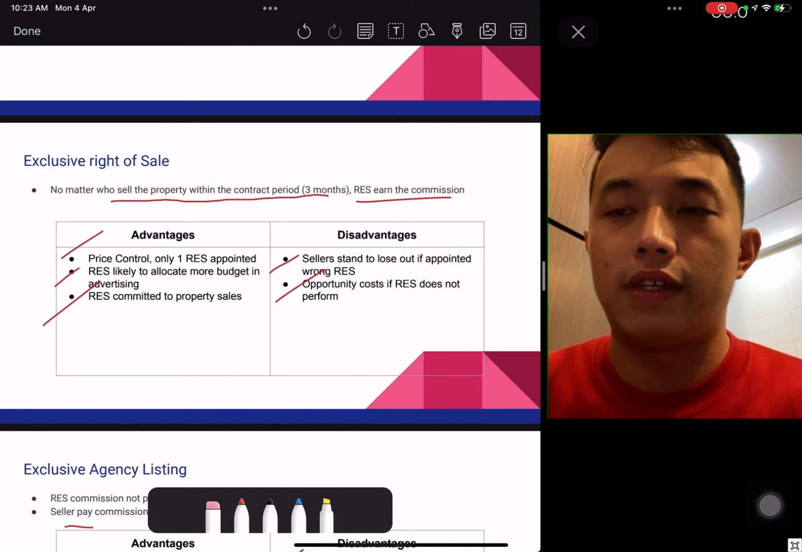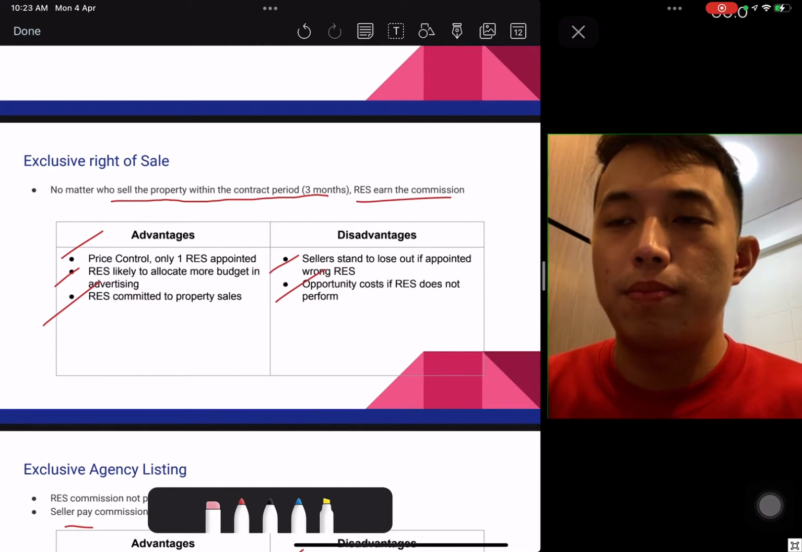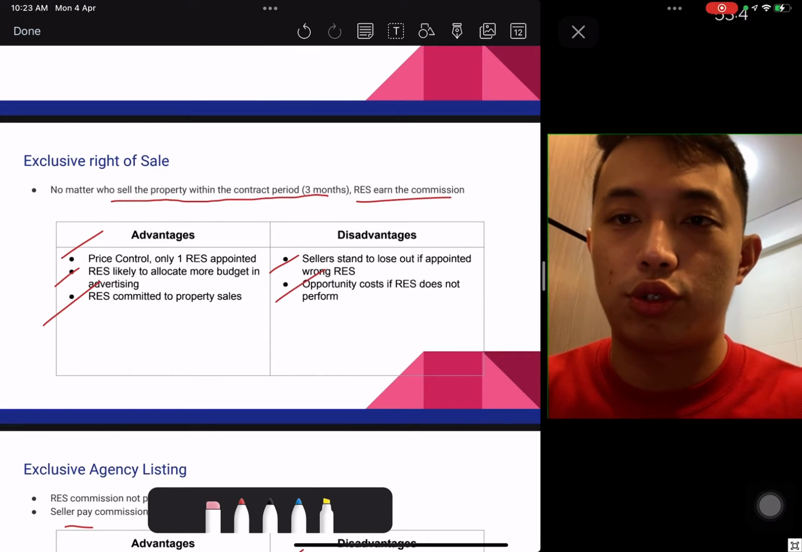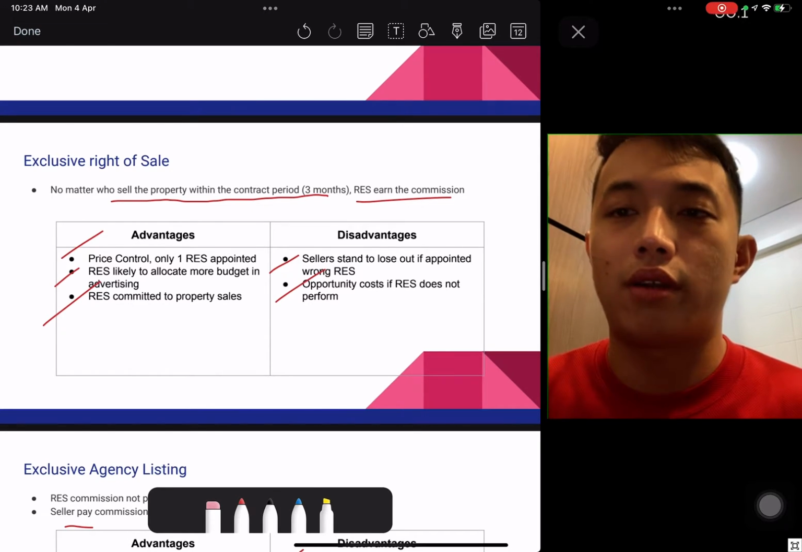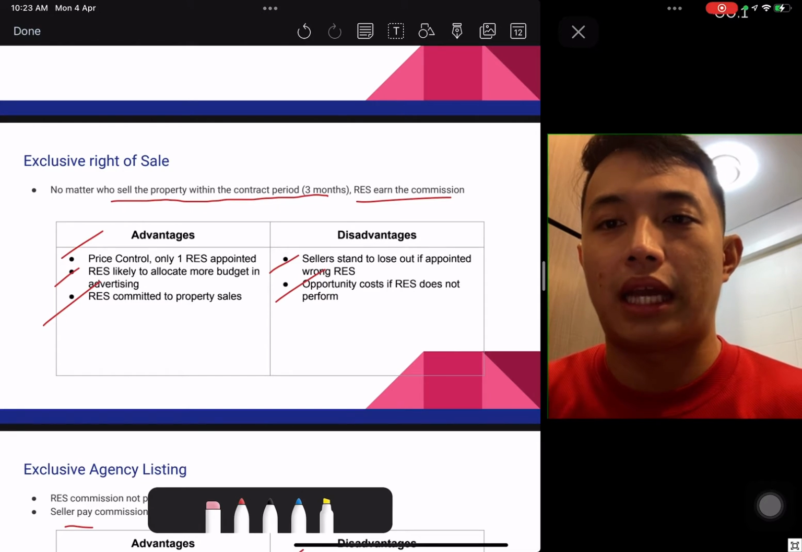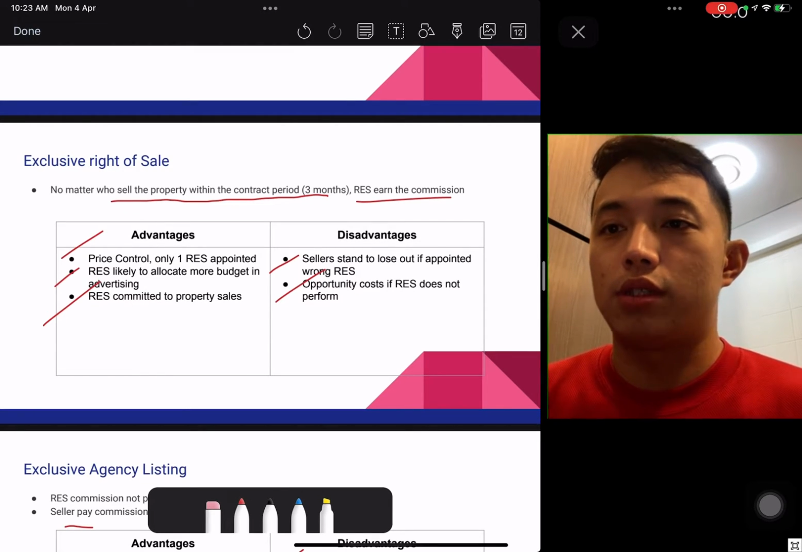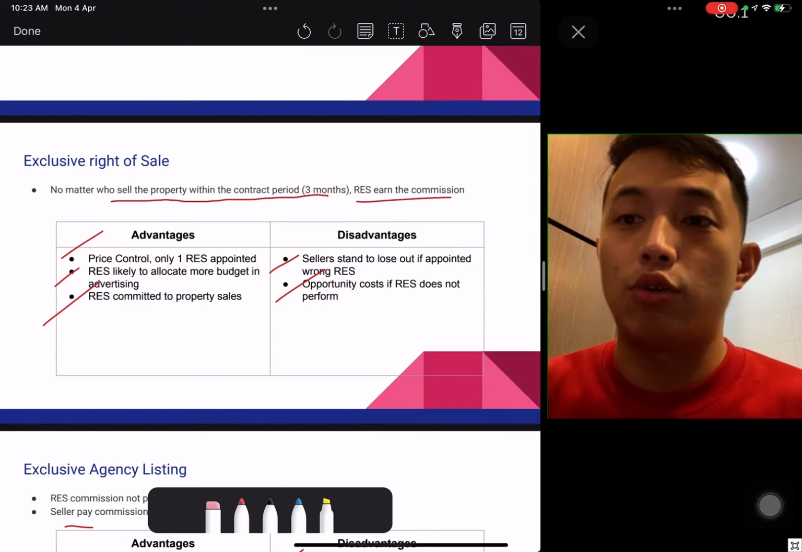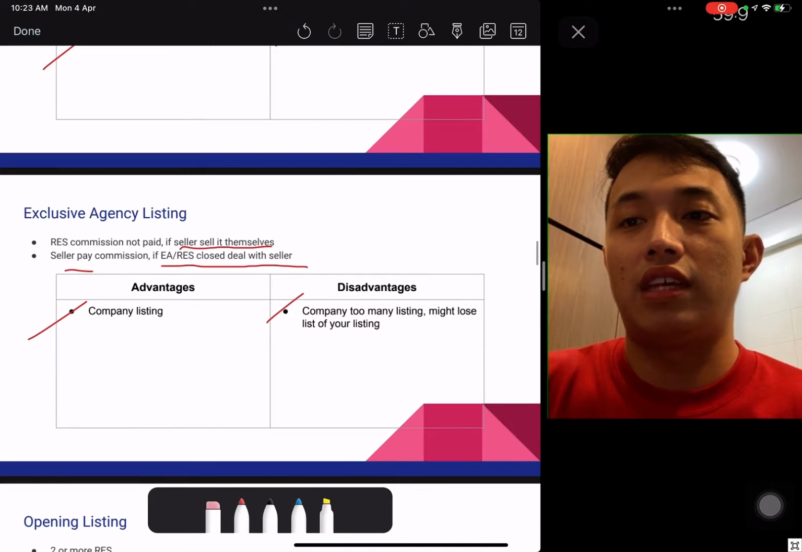First will be exclusive listing. Within the 3 months, whoever sells it, the RES will still earn it. There's only one RES allocated, so more budget will be spent on the marketing, and they are more committed to the sales. However, if it's the wrong RES doing it, you will not be able to sell it if they don't advise you accordingly.